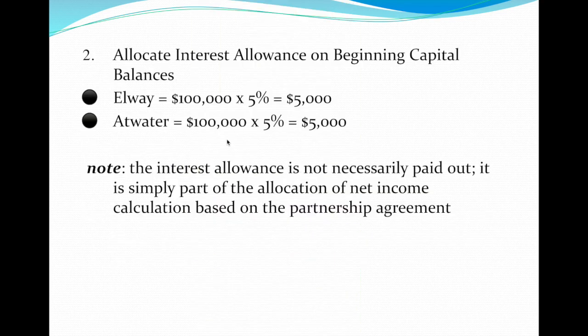Step two is allocate the interest allowance based on the beginning capital balance. So they each get 5% and they each have 100 grand. So they both get $5,000. Again, this isn't necessarily paid out. You won't see an interest expense account for this. We're just using this to divvy up the net income.